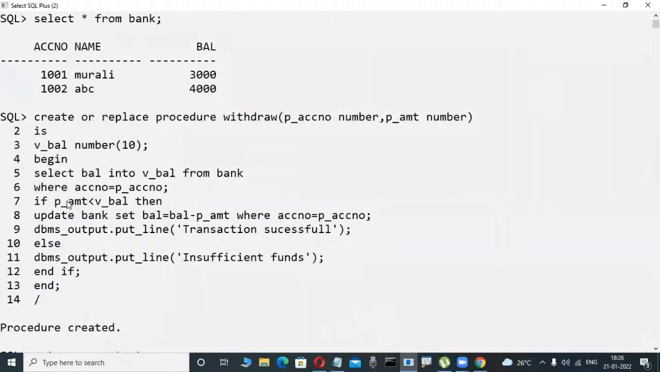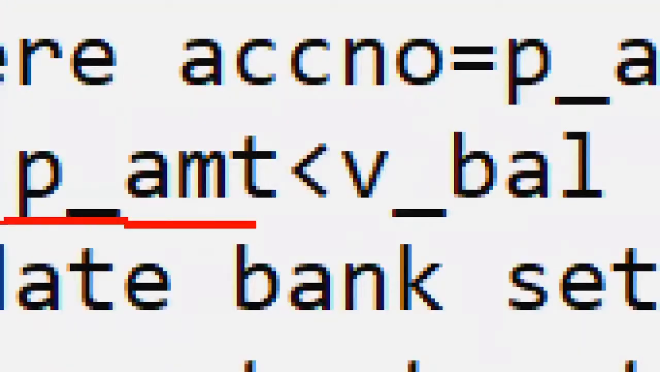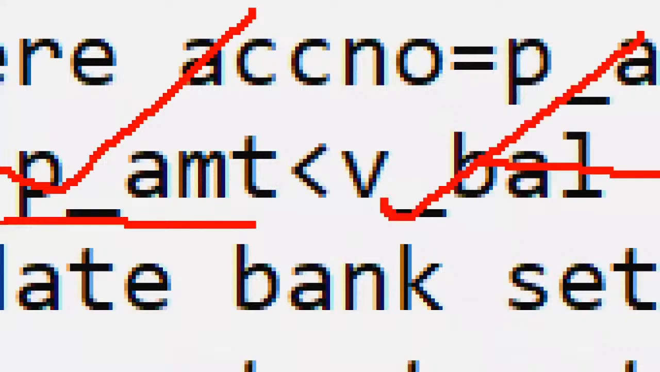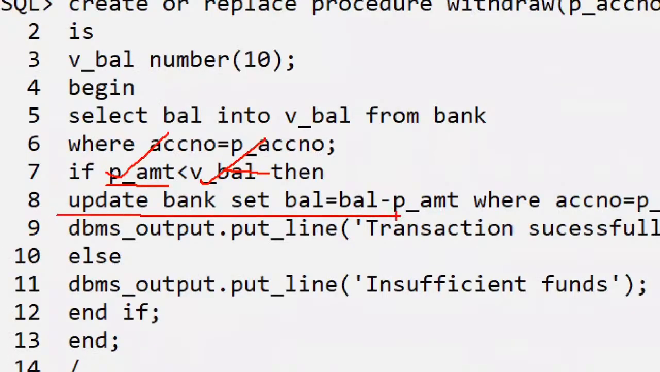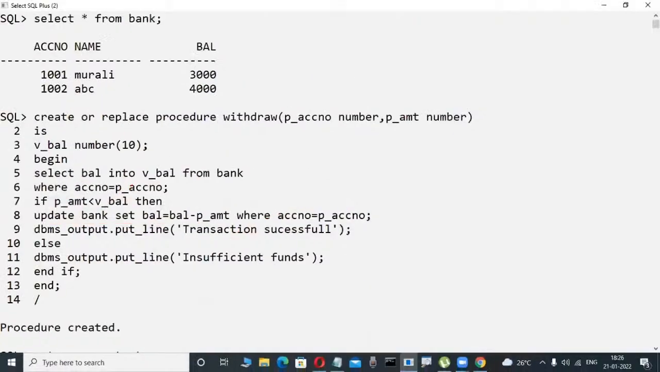So now whenever your passed amount, 2,000, is less than the available balance, in this case 3,000. Here this 2,000 is less than the 3,000. I am updating the bank table only. Bank updating is modifying that one. Just transaction is successful. Now really correct.